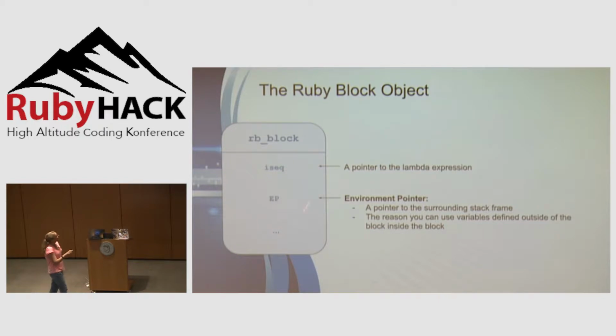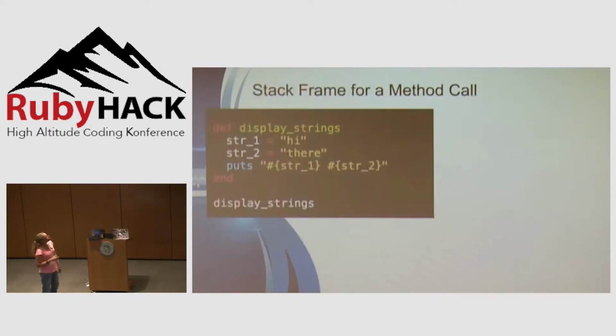Now back to this environment pointer. It turns out Ruby uses this to do some very interesting things on the stack. And to show you what I mean, let's first take a look at what happens during a normal method call in Ruby. So the method call we're going to be looking at is this display strings method. You can see it's very simple. It's got 2 local variables defined inside it, and it essentially just outputs a combination of the 2.